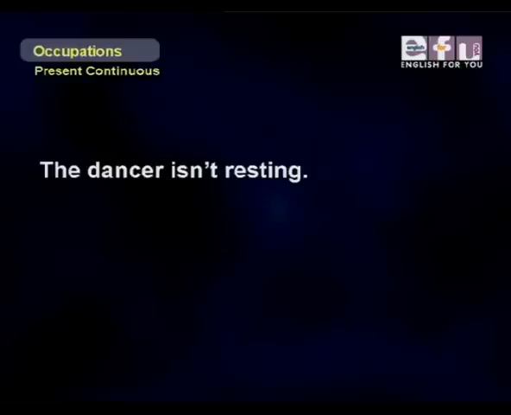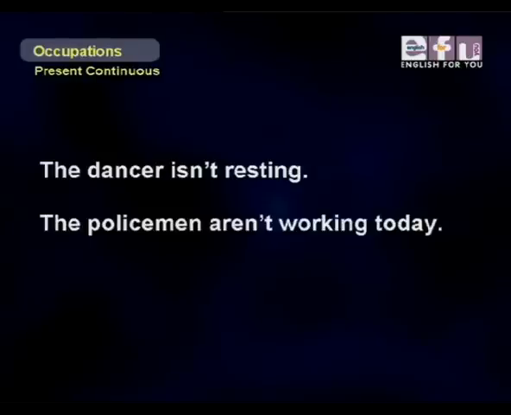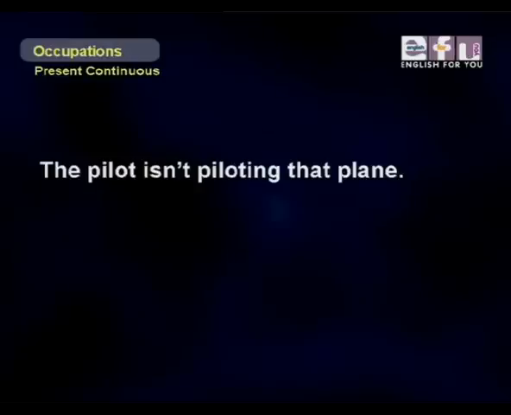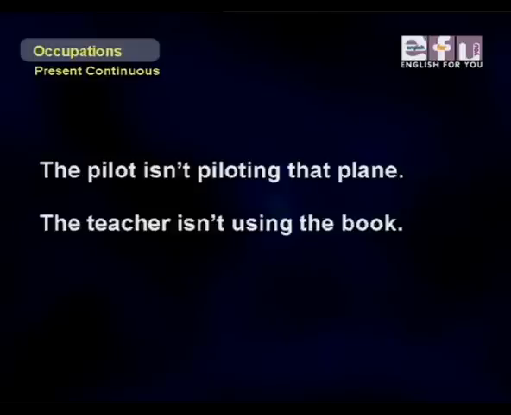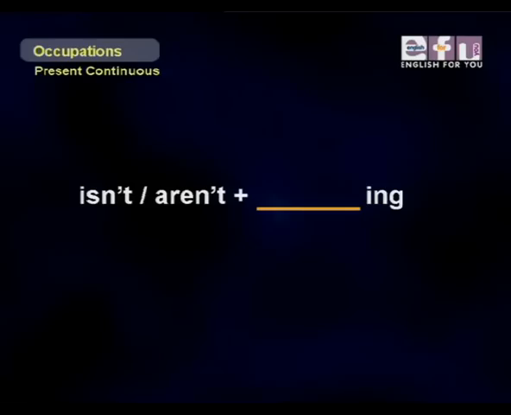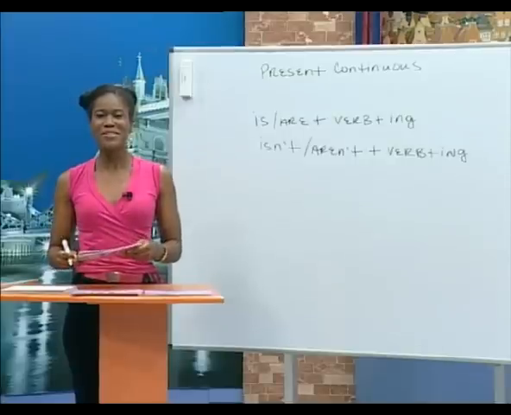The dancer isn't resting. The policemen aren't working today. The pilot isn't piloting that plane. The teacher isn't using the book. The negative form of the present continuous is isn't or aren't plus your simple verb form plus ing. Now let's practice the negative forms of the present continuous. Let's look at another picture.